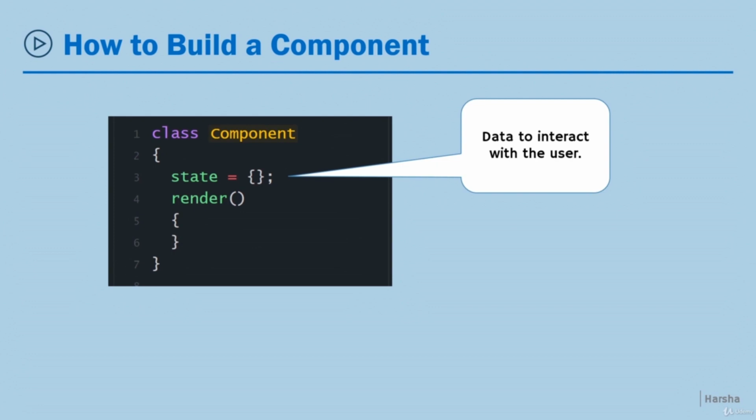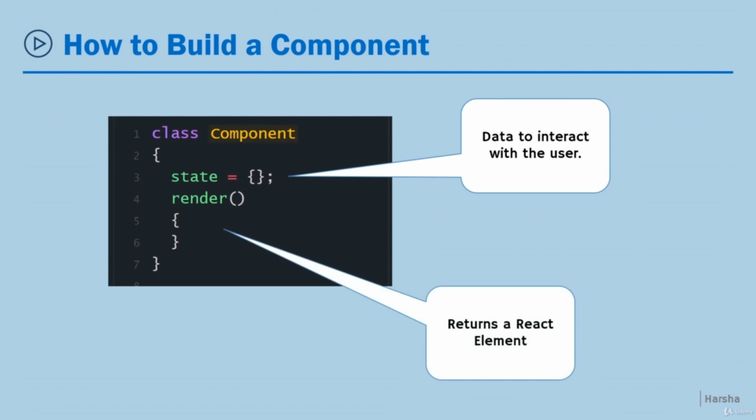Next, it contains a method called the render method. This method tells React how the state should be rendered to the user. The render method actually returns a React element. It contains the actual HTML tags defining how the data should be rendered to the user.